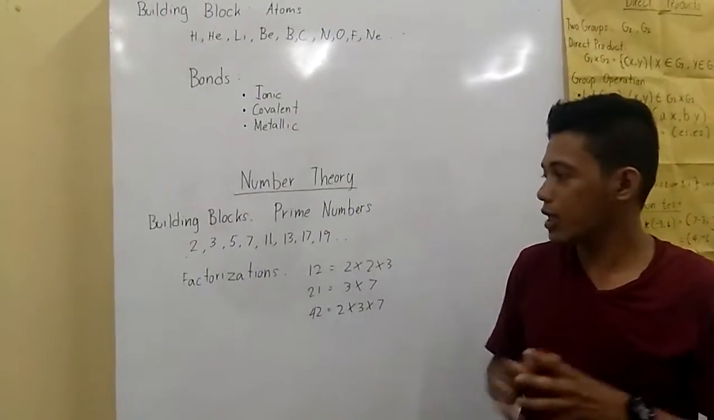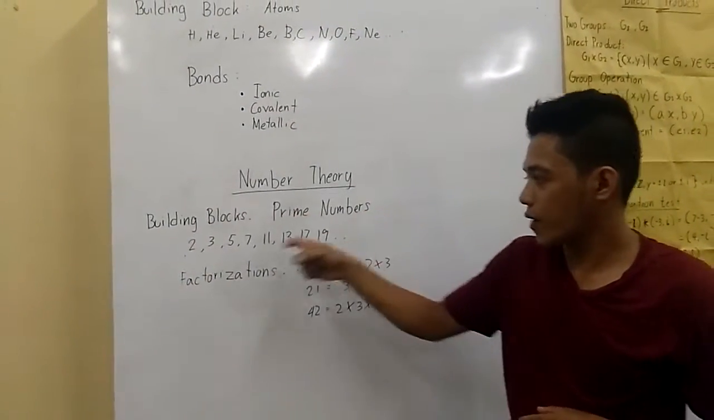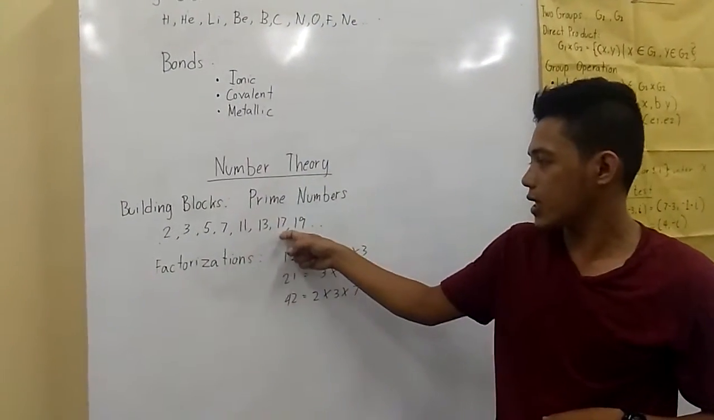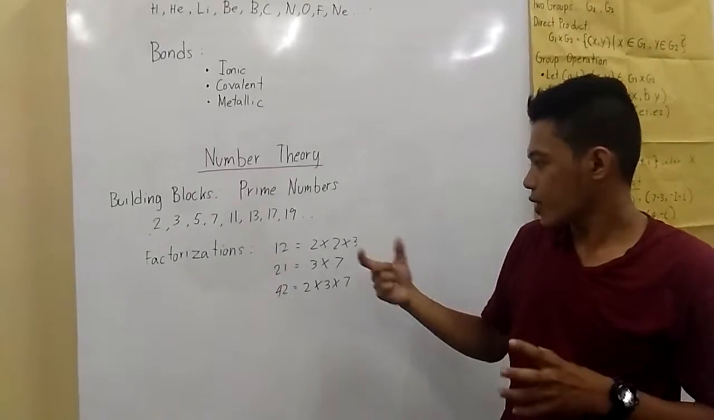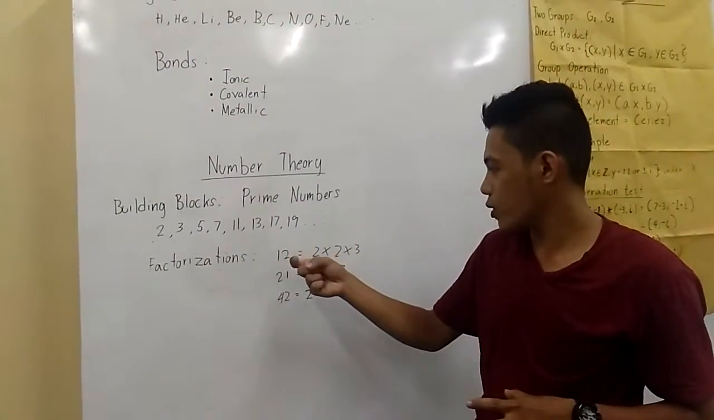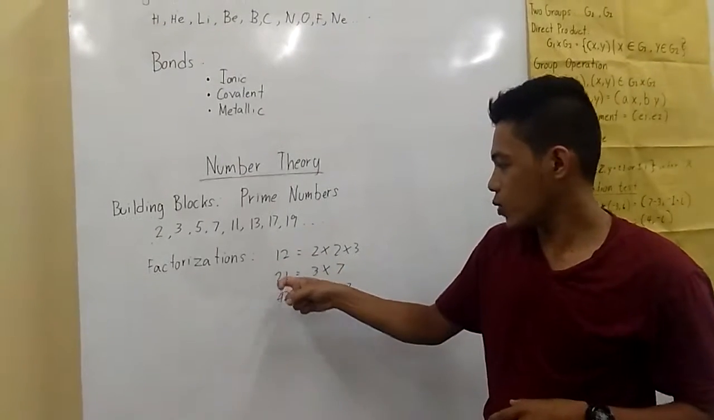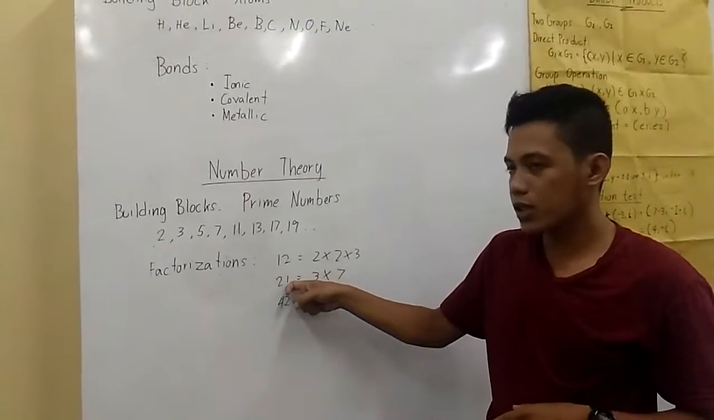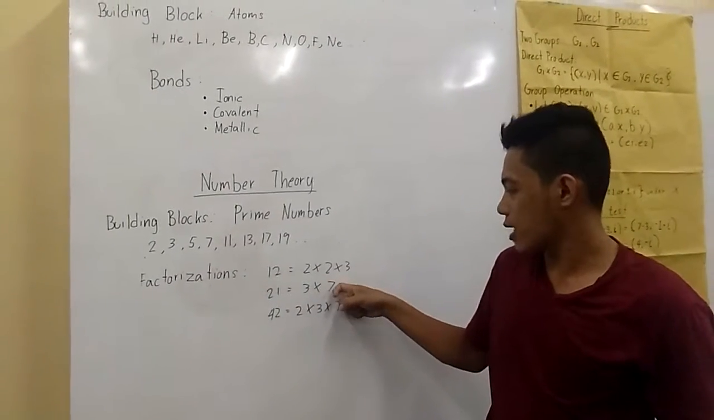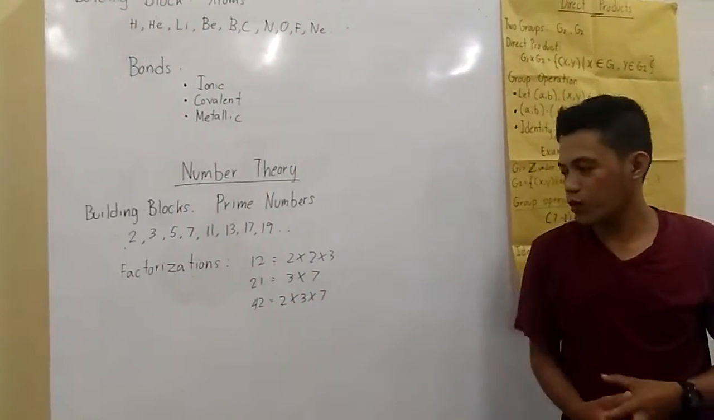Now in number theory, the building blocks are prime numbers. For example, we have 2, 3, 5, 7, 11, 13, 17, and 19. If we have prime numbers, we can combine them to make a whole number. For example, 12. Now 21, the factorization of 21 is 3 and 7. And also we have 24.